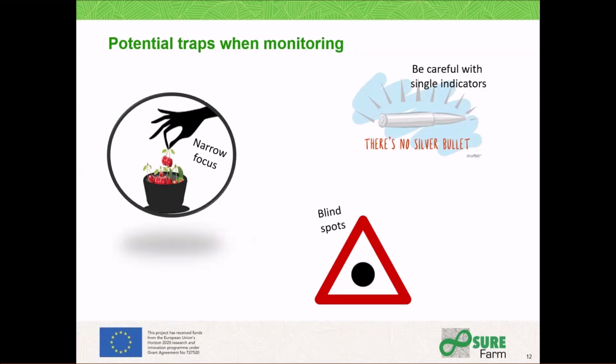The second one is that there is no silver bullet. So there is not a single indicator that can capture the whole story of resilience. And we need multiple indicators. We have developed multiple indicators, and I think that is also needed. So no silver bullet, unfortunately. And then also beware of these blind spots.